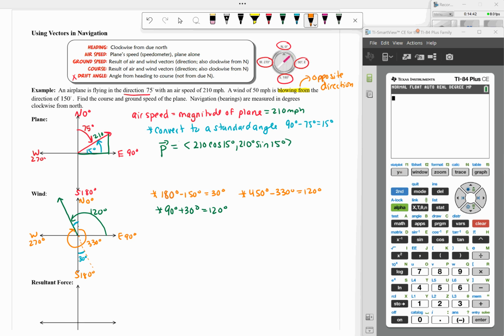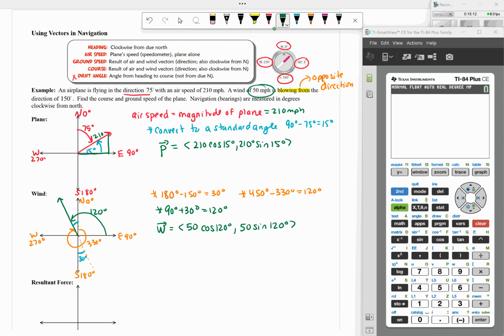Again, you can use whatever works for you, that is fine. So now that I know that that measurement in standard angle is 120 degrees, we can find the component form for the wind. So it's going to be the magnitude, which is 50 miles per hour, so 50 times the cosine of 120 degrees, and then the magnitude, which is 50 times the sine of 120 degrees.